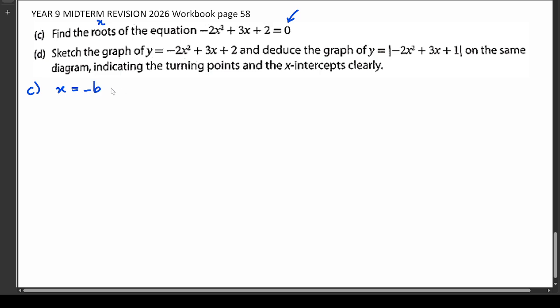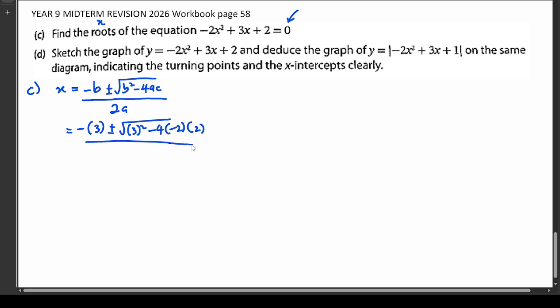x equals to the formula, right? The roots formula is negative b plus minus the square root of b squared minus 4ac, the entire thing over 2a, right? Please memorize the formula. And you need to make sure you fill in your a, b, c correctly. Negative b, please use your brackets. Okay, b again, 4a is negative 2 and c is 2, over 2 times negative 2.